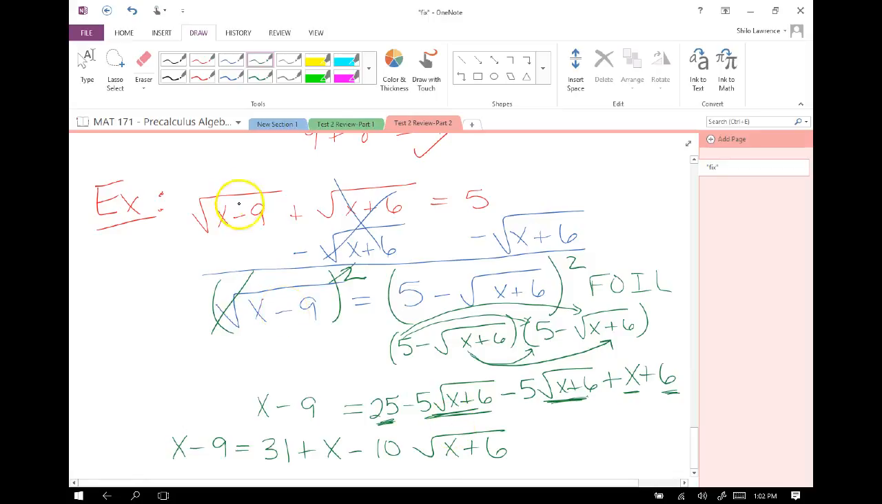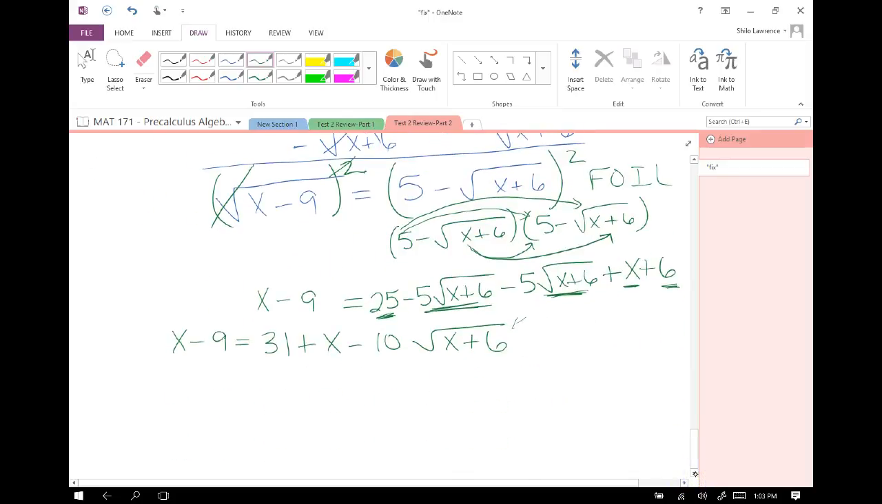Now, because the original problem had 2 roots in it, that just means I'm going to have to go through this whole isolate and square process twice. So I isolated my square root x minus 9, and I squared, and that fixed that one. And now I'm going to do the same thing for this one. I need to now isolate the square root of x plus 6. So I want to get this one all by itself.